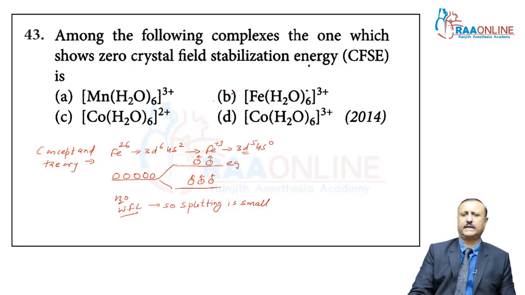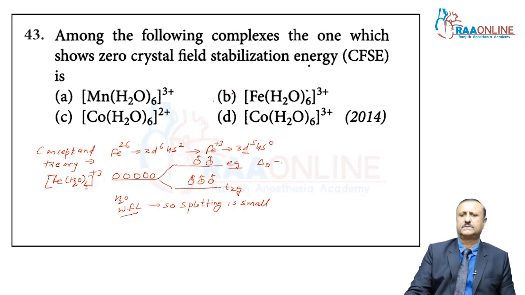Here you can see eg orbitals and t2g orbitals. My dear students, why are these eg orbitals present above and t2g below? Because your structure is [Fe(H2O)6]3+. Here 6 ligands are attached to this iron. In all the options, 6 ligands are attached to the metal. So this is octahedral splitting.